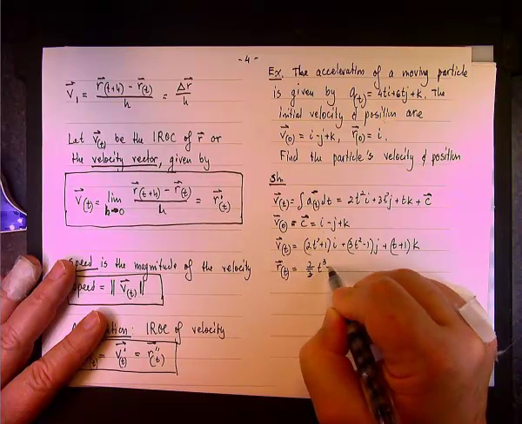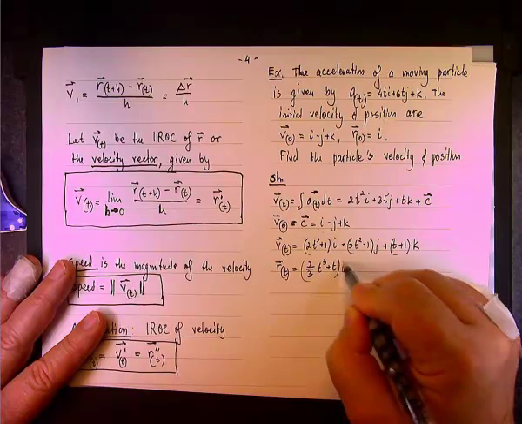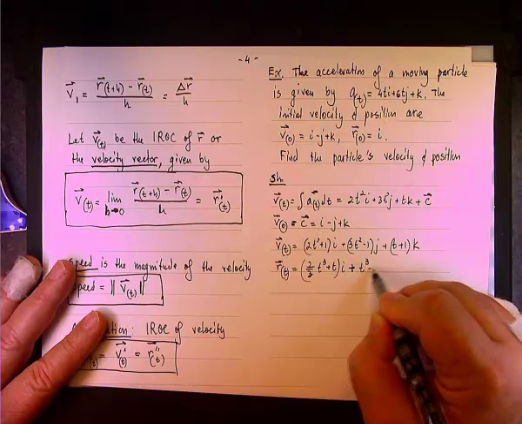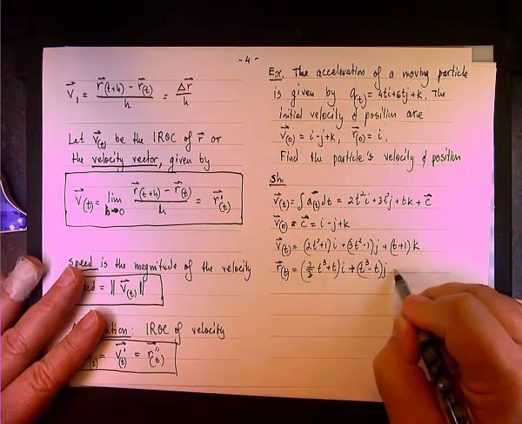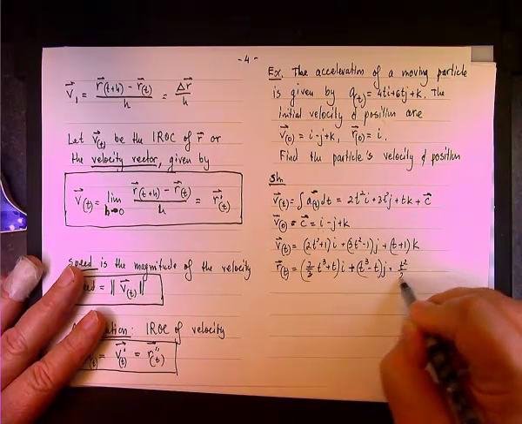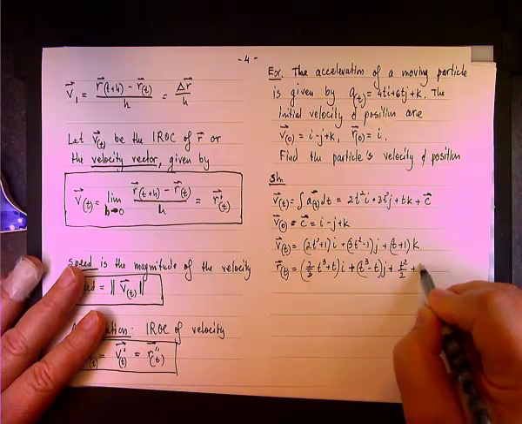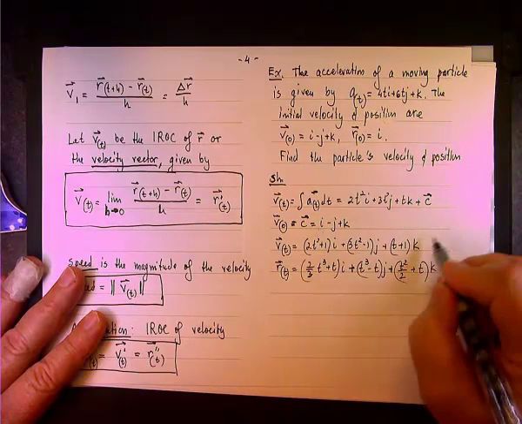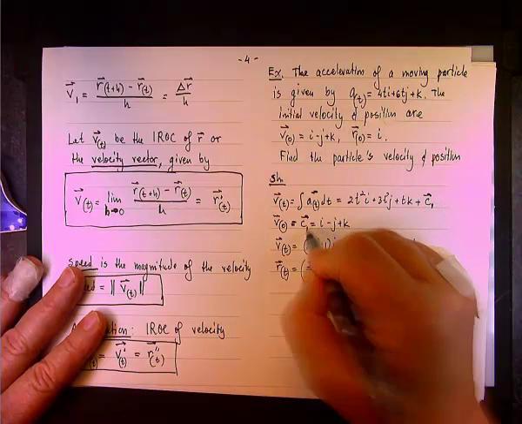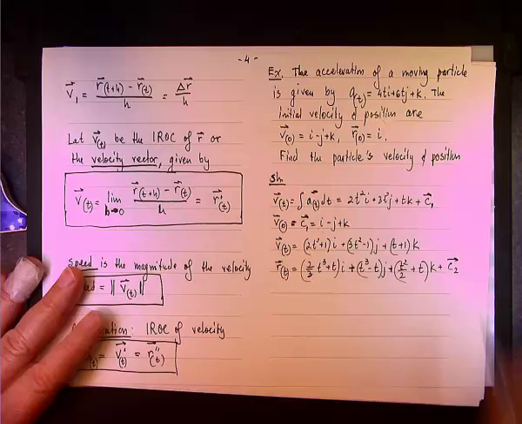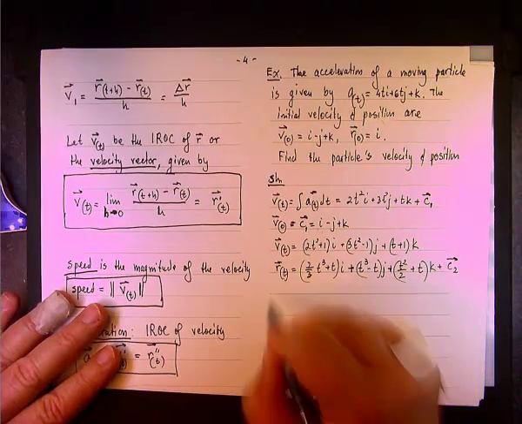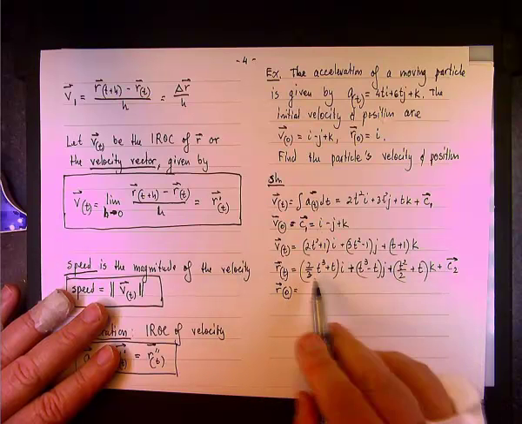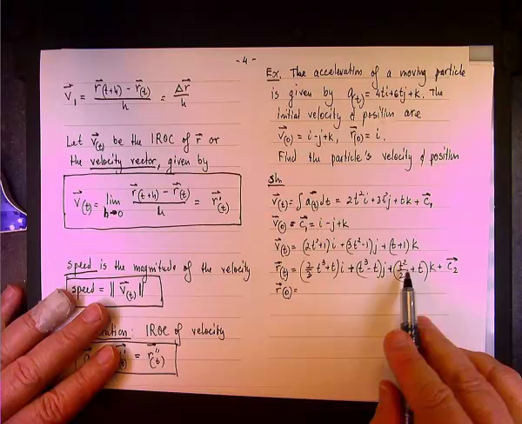Now, to find the position, we integrate one more time, and we have 2/3 t cubed plus t in the i direction, t cubed minus t in the j direction, and t squared over 2 plus t in the k direction, plus, let's call this C1, and now we have C2.